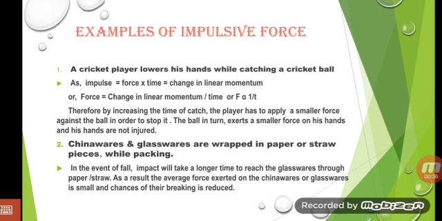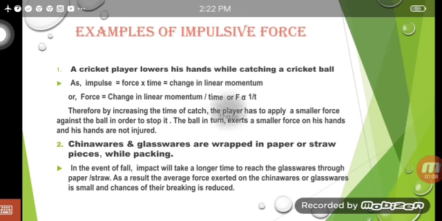Next, chinawares and glasswares are wrapped in paper or straw pieces while packing. During the packing of the glasswares, they are packed with the straw pieces or the paper pieces, because if they fall, then the impact will take a longer time to reach the glasswares through the paper straw. As a result, the average force or the impact of the force on the chinawares or the glasswares is very small, and as the force is less, they will be saved from breaking.